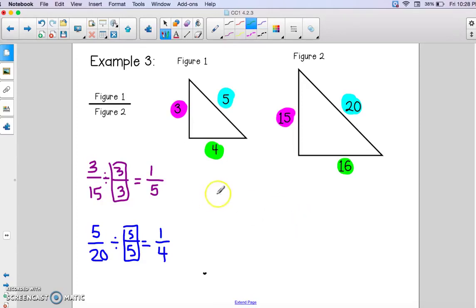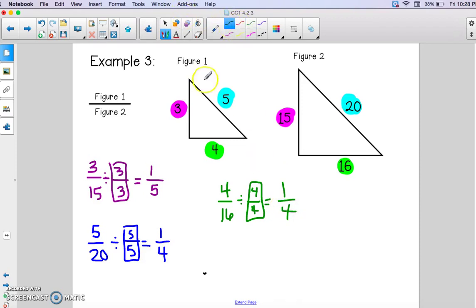And my last set of side lengths, I have 4 and 16. And inside my giant 1, I know both numbers are divisible by 4. 4 divided by 4 is 1. 16 divided by 4 is 4.